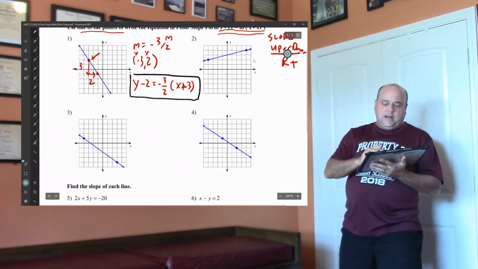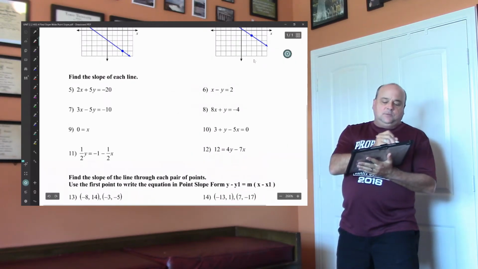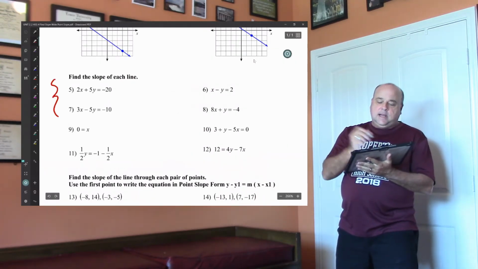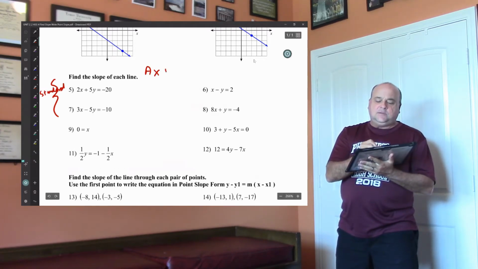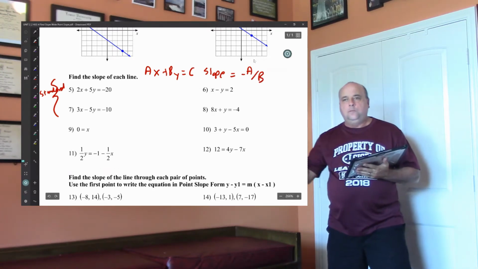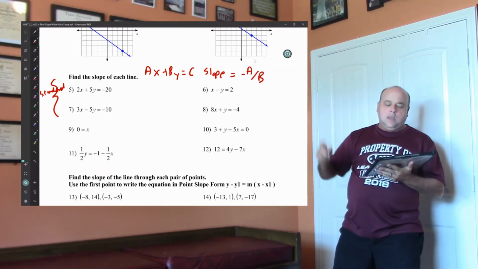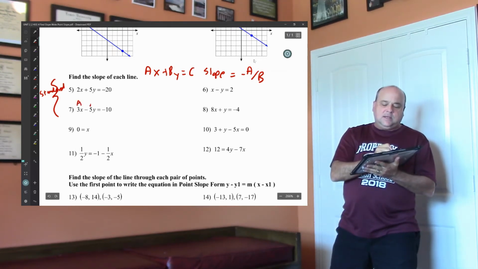Okay, let's go down to number 5. Okay, on these 4 problems, on 5 to 8, this is standard. And remember, standard is ax plus by equals c, and the slope is equal to -a over b. The slope is equal to -a over b. So let's do number 7. Number 7, A, B, and C.